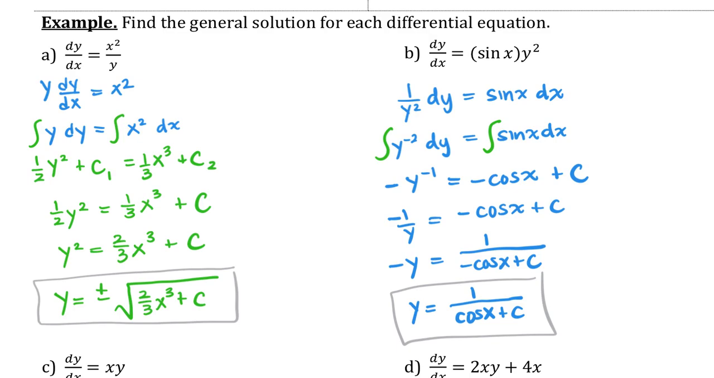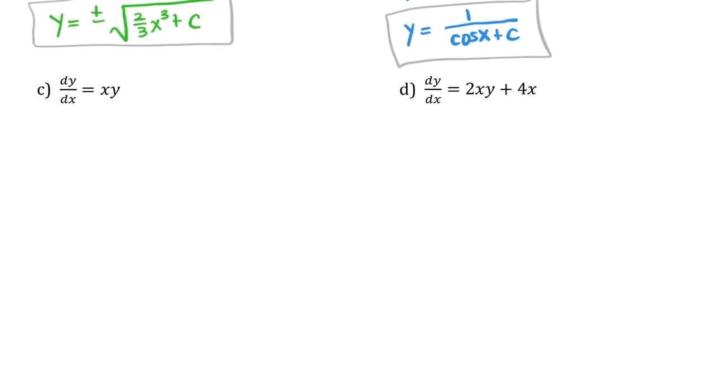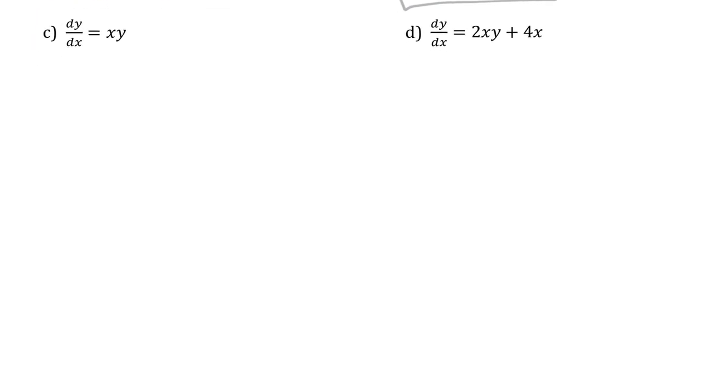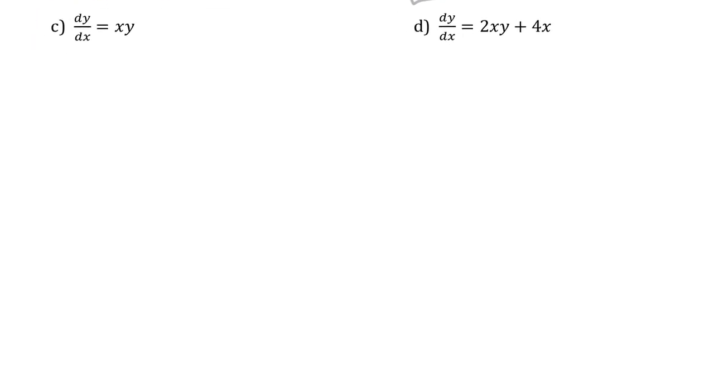Okay, let's try 2 more. Okay, C, dy dx equals x times y. Since there's an x and a y, I'm going to separate the variables, so I can do separation of variables. I'm going to move the y's to the left and the x's to the right. So I'm going to divide by y, so it'll be 1 over y dy. And I will have x dx. Okay, I'm ready to integrate.